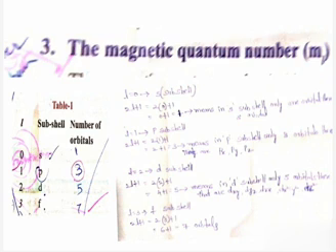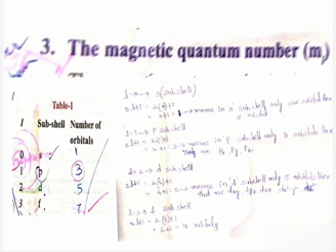L equal to 0 means the S subshell. L equal to 1 means the P subshell. L equal to 2 means the D subshell. And L equal to 3 means the F subshell. So in each shell, how many subshells are there, we can know depending on the 2L plus 1 formula. This means the magnetic quantum number values depend on the angular momentum quantum number values.